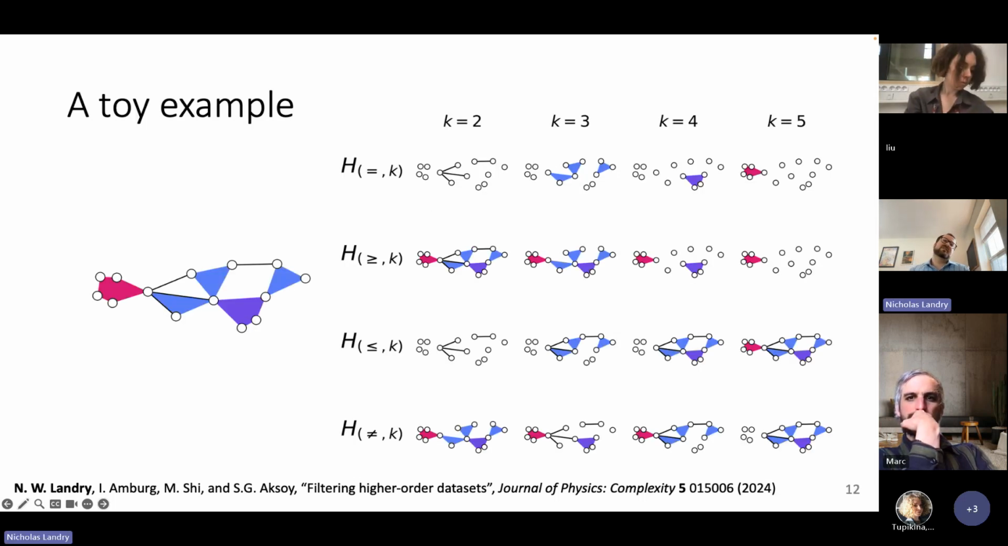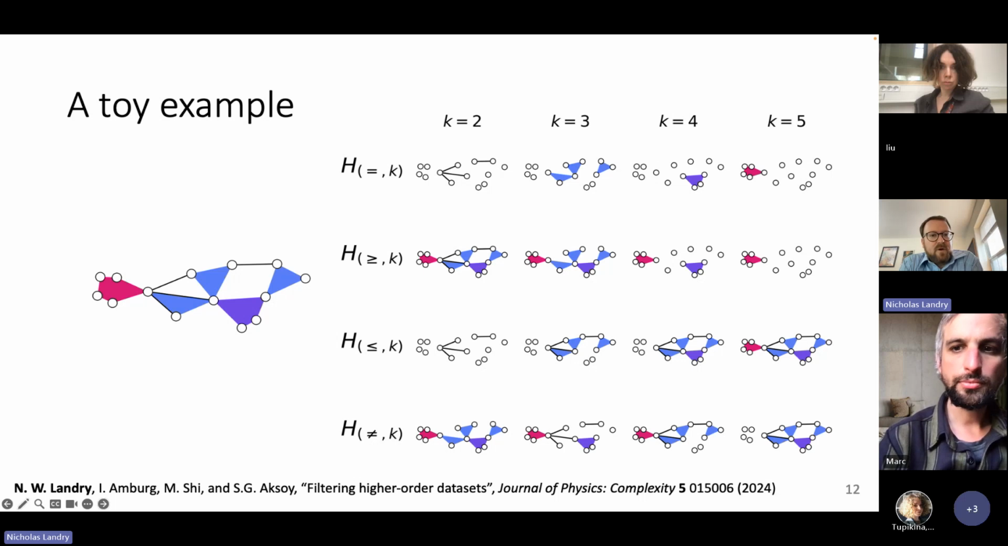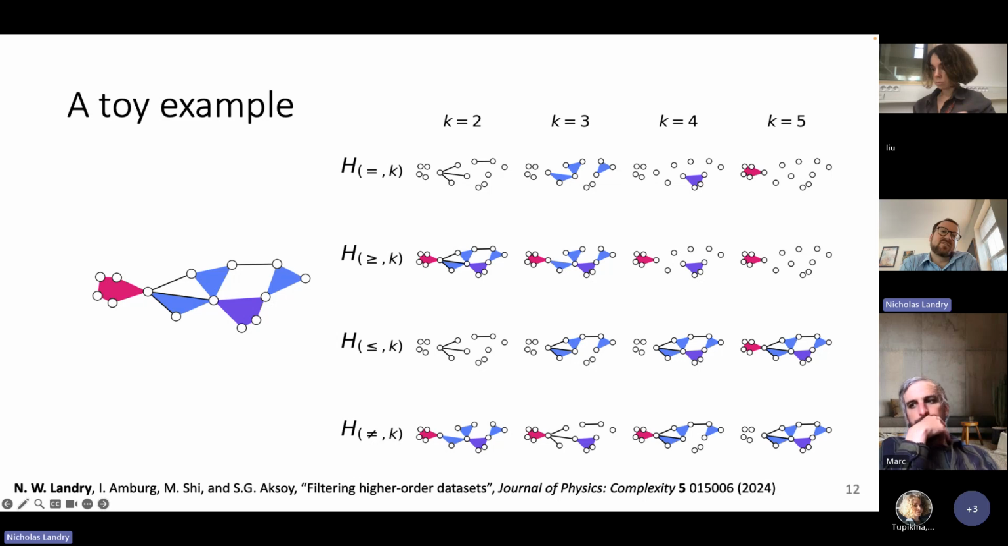So to illustrate this with a toy example, we get this. On the left side, this is my original data set. And as I move from left to right in this grid, I am increasing that filtering parameter k. If I look at the top row, that is all the uniform hypergraphs, as I said before. So in the first column, I'm extracting all of the pairwise interactions. And then I'm extracting all the triangle interactions and so forth. Now for that second row there, what I'm doing is gradually excluding larger and larger interaction sizes. So in that first column there, I've got all of my interactions.